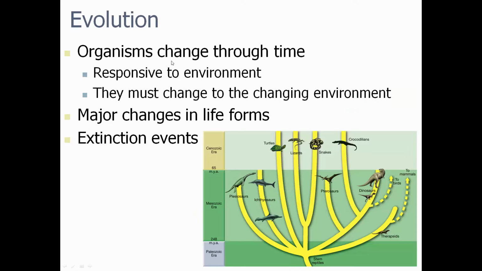Evolution: organisms change through time. They respond to their environment. They have to change with their environment. And there are major changes in life forms, and we do have extinction events if it doesn't work out. So you can see some things don't make it through. Some things make it through and change.